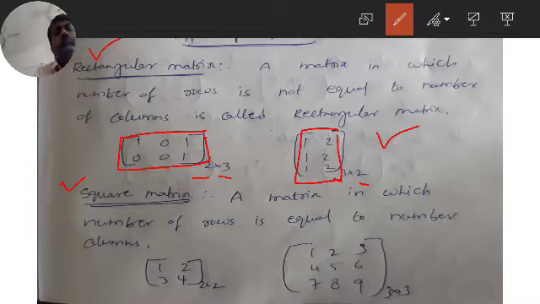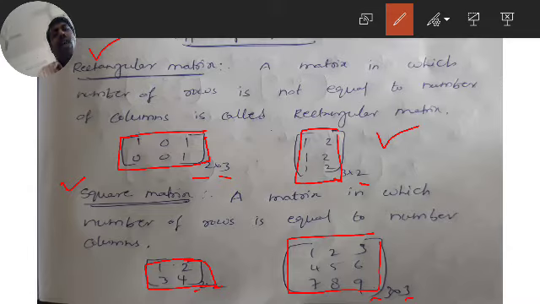Now coming to the square matrix. A square matrix is one in which the number of rows is equal to the number of columns. So 2 rows, 2 columns, 3 rows, 3 columns. It will look like a square. The shape of the matrix is a square. That's why it is called a square matrix.